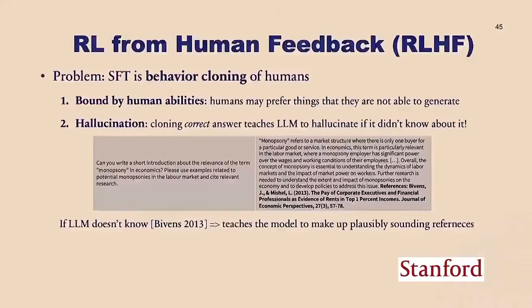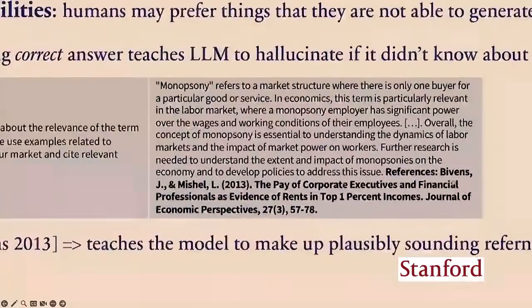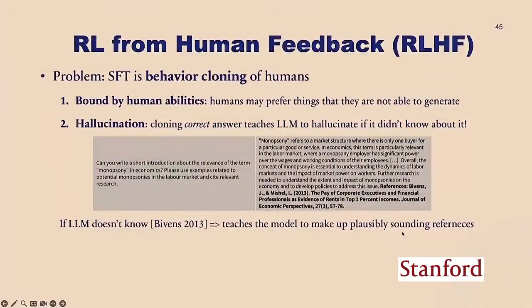So just to give you a very concrete example, if we go back to this monopsony example, can you write blah, blah, blah about monopsony? Imagine that the human wrote a reference on this type of book. And that book might exist. That might be a correct reference. But what if the LLM never saw this reference during pre-training? Then it doesn't know that it's a correct reference. So really what you tell the model is to generate or make up some plausibly sounding reference rather than actually tell the real reference that it saw during pre-training. So hallucination might be caused by this SFT. That's problem number 2. Does that all make sense?